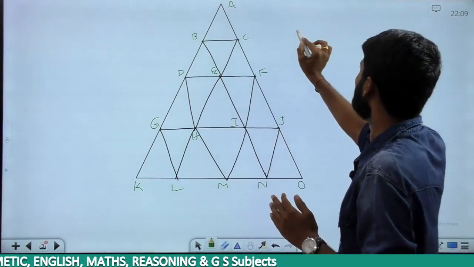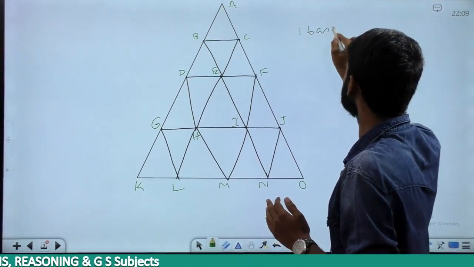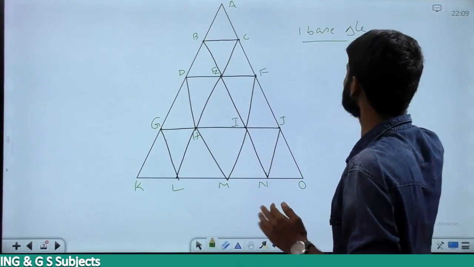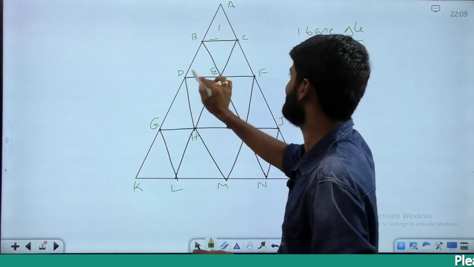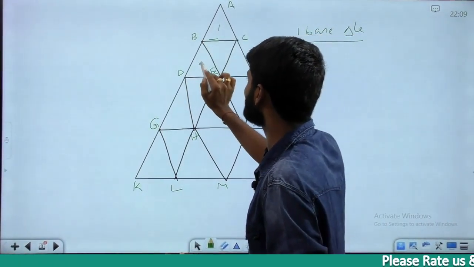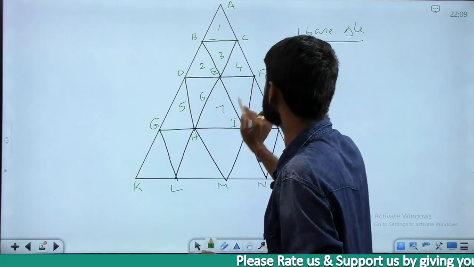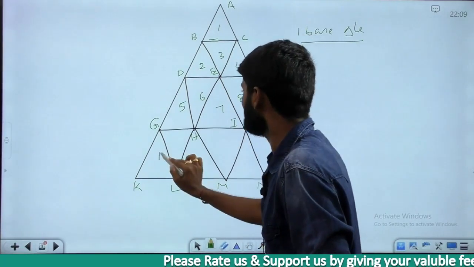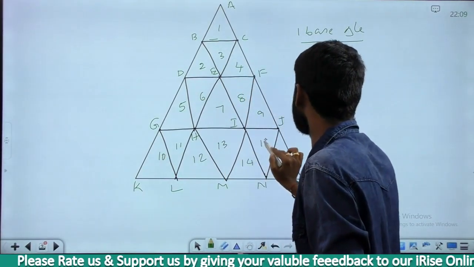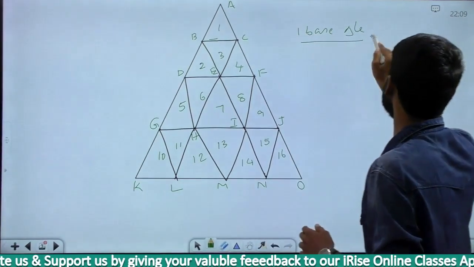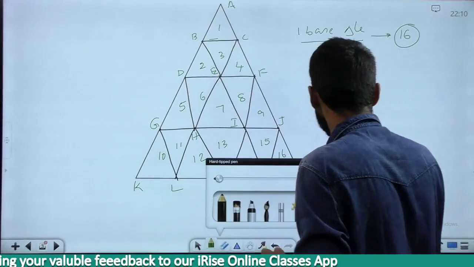Clear? First of all, I concentrate on one-base triangles. How many one-base triangles are there? ABC is a one-base triangle, BDE is a one-base triangle, and so on: 2, 3, 4, 5, 6, 7, 8, 9, 10, 11, 12, 13, 14, 15 and 16. So the total number of one-base triangles is 16, guys. Clear? So that is the one-base triangle count.